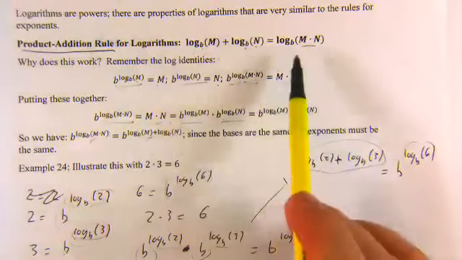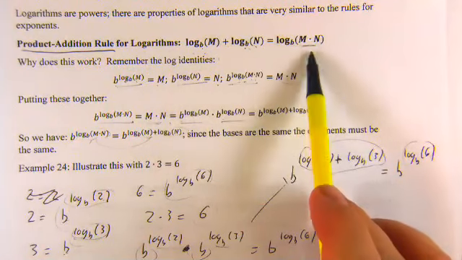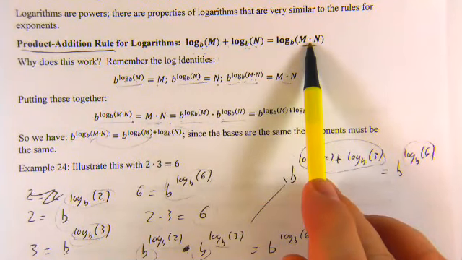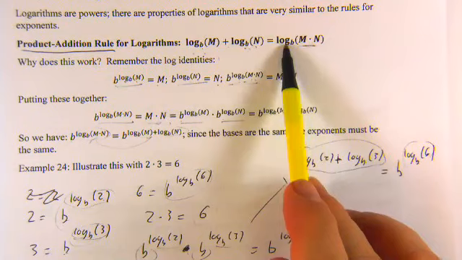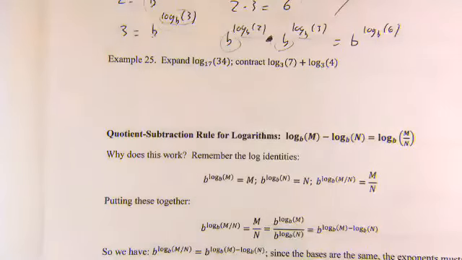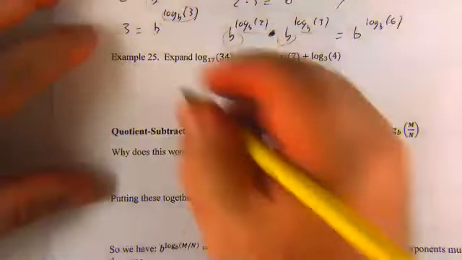So, product addition rule: if you're adding two separate logarithms, multiply the two things inside the logarithms together, and you can combine it into one logarithm. So we can expand and contract some things.